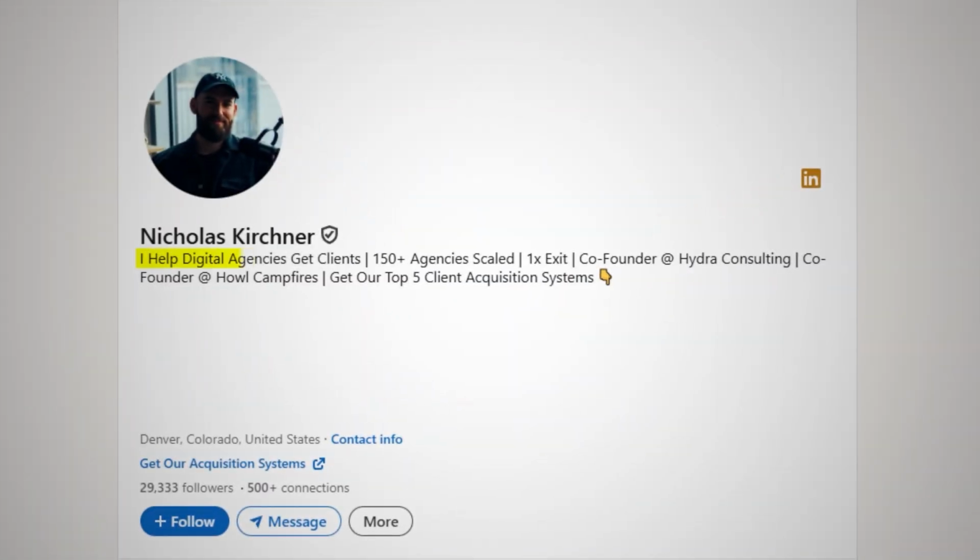Well, a good LinkedIn headline is going to include what you do, who you do it for, and your title. So for example, you can see here, mine is I help digital agencies get clients. I've scaled over 150 agencies. I have 1 exit under my belt, and I'm a co-founder at my businesses. And then I have a CTA in there for people to actually go and take action and learn a little bit more about how we can potentially help them.